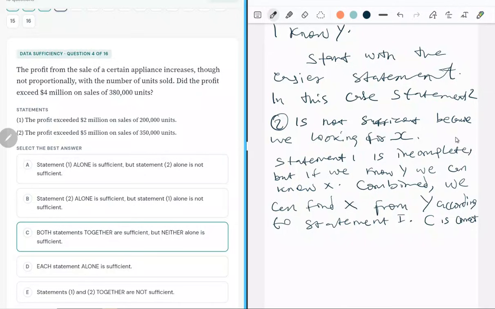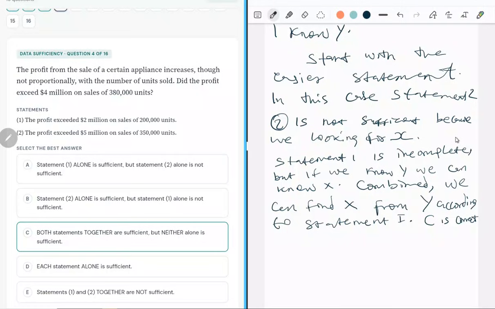So once this goes up, the profit exceeded... Did the profit exceed 4 million on sales of 380? So we just need to know 380 is above 350 now. So we only need one. So 380 is above 350, right? Yes. So we don't need one. So 2 alone is sufficient. Yeah, statement 2 alone is sufficient.